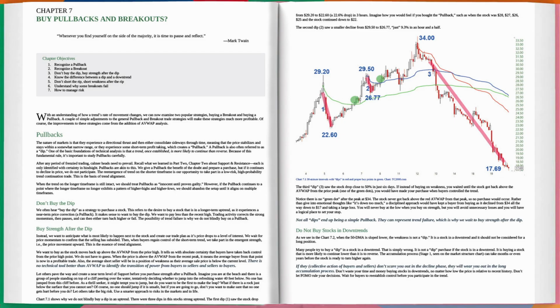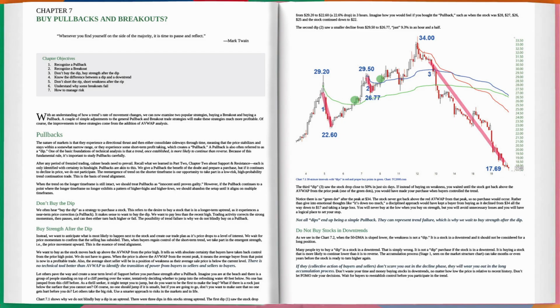The third dip, 3, saw the stock drop close to 50% in just 6 days. If instead of buying on weakness, you waited until the stock got back above the AVWAP from the prior peak, one of the green dots, you would have made your purchase when buyers controlled the trend. Notice there is no green dot after the peak at $34. The stock never got back above the red AVWAP from that peak, so no purchase would occur. Rather than give in to emotional thoughts like it's down too much, a disciplined approach would have kept a buyer from buying as it declined from $34 all the way down to $17 and taking a large loss.